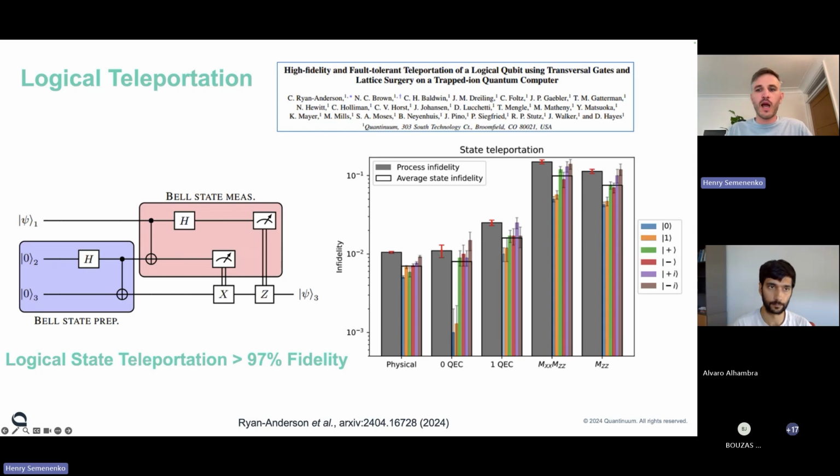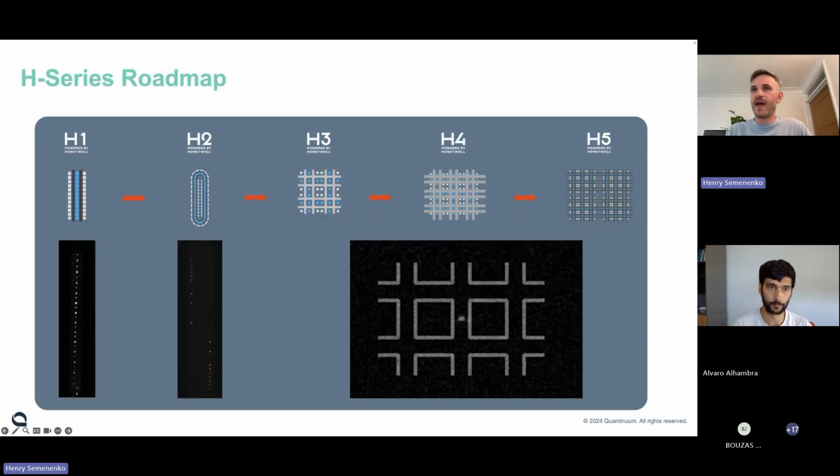And I wanted to end with a few slides on scaling our system. So we recently relaunched the H2 system, increasing the number of qubits.